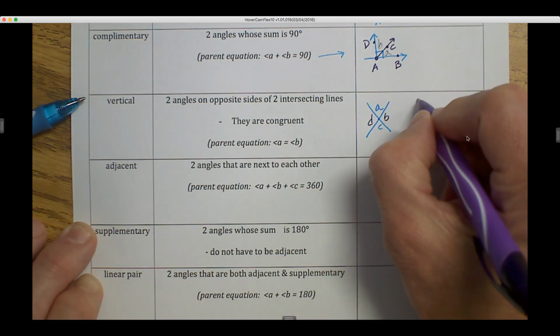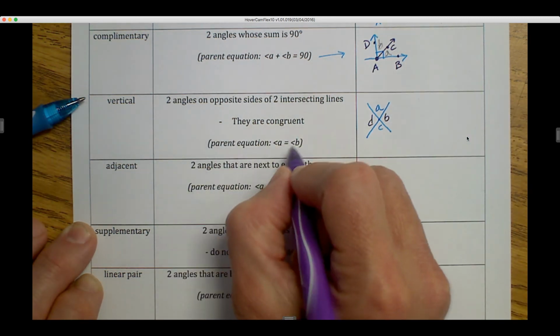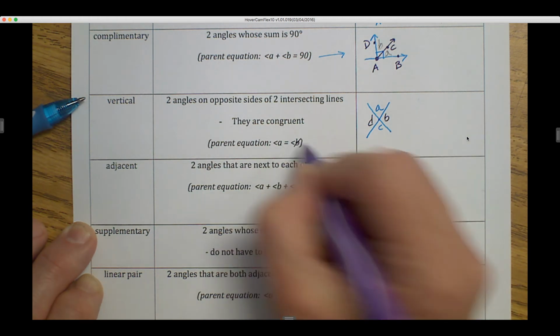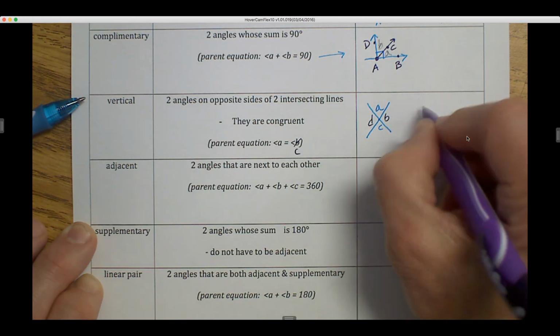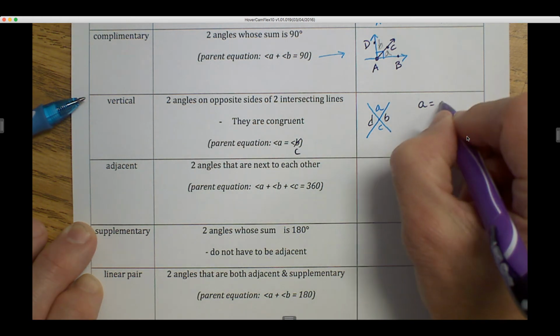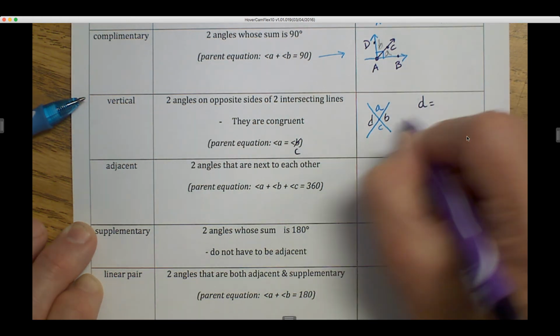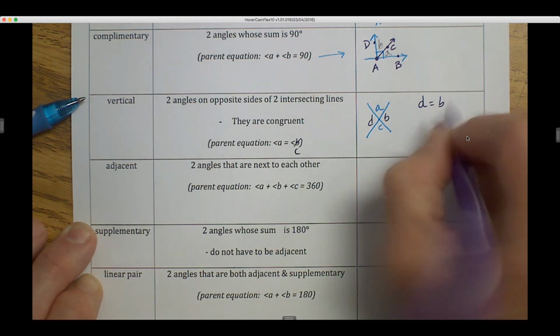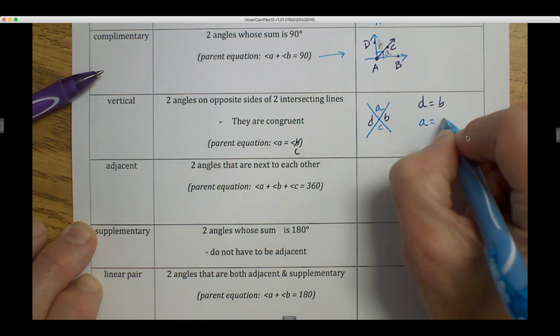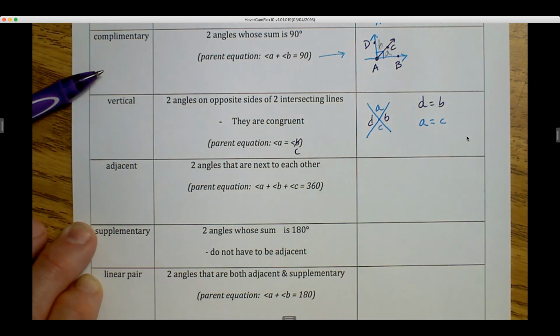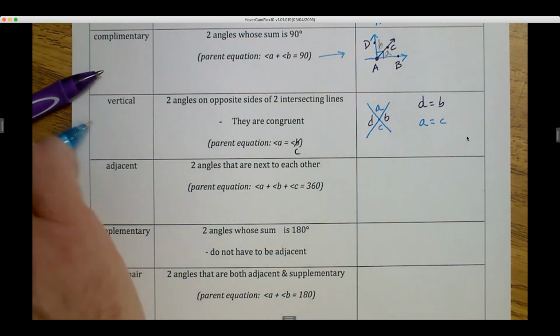So in this one, it says the parent equation is angle A equals angle B. In this case, it's going to equal angle C. So A would equal, I'll go D equals B, and I'm going to try and keep the colors. That's why I'm doing it. And A equals C because they are opposites. And those are vertical angles.